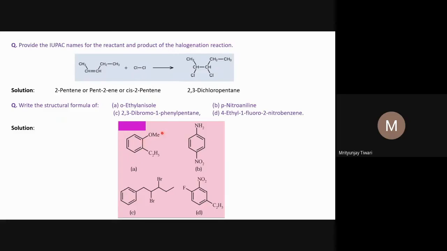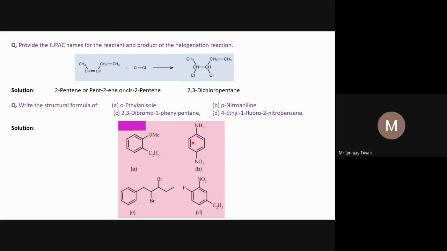So we will first write anisole: benzene ring and OMe group. Then we will see ortho substitution at this. And ortho substitution means what? At the adjacent carbon, the carbon adjacent to the carbon which contains the OMe group, one ethyl substituent is added. So you may add this C2H5 group, or you may add this carbon atom, the same compound.